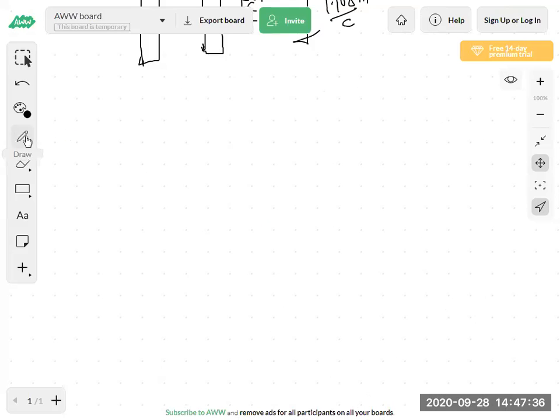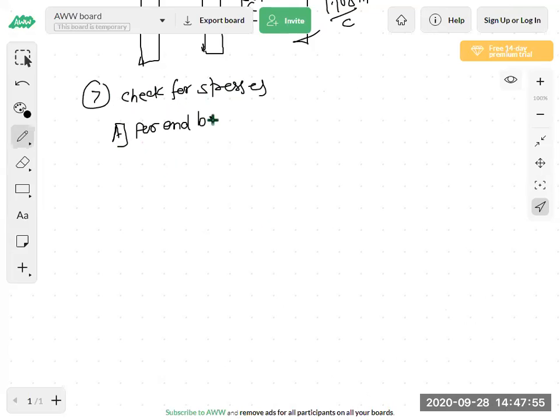Now number 7 is the check for stresses. Check for stresses. Okay, so here two types of stresses are coming on our button. So check for stresses for end button. First we have to calculate the check for stresses for the end button.